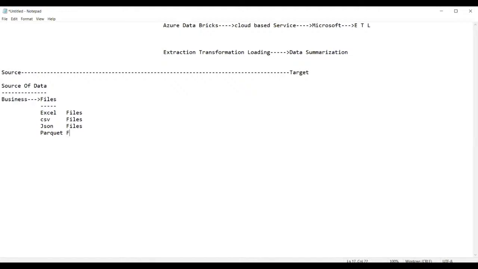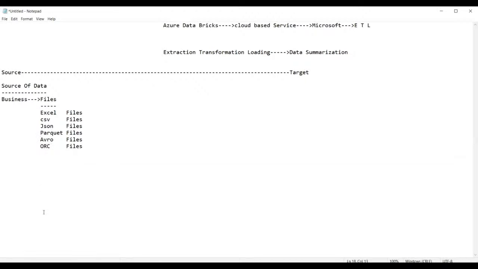You have the Parquet files, and then you can have Avro files, and then we can also have ORC files, various types of files. That means we get the data ultimately from the business, and this business will be recorded in the form of files: Excel files, comma separated value files, JSON files, Parquet files, Avro files, ORC files.